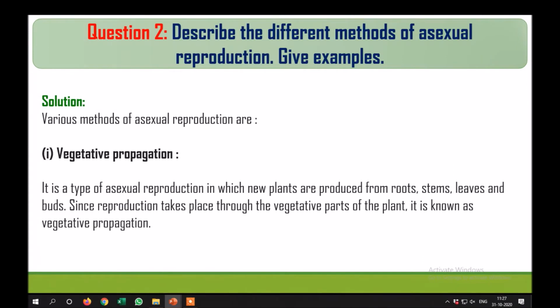Question 2. Describe the different methods of asexual reproduction. Give examples. So there are various methods of asexual reproduction. In that, first one is the vegetative propagation. It is a type of asexual reproduction in which new plants are produced from roots, stem, leaves, and buds. Since reproduction takes place through the vegetative part of the plant, it is known as vegetative propagation.